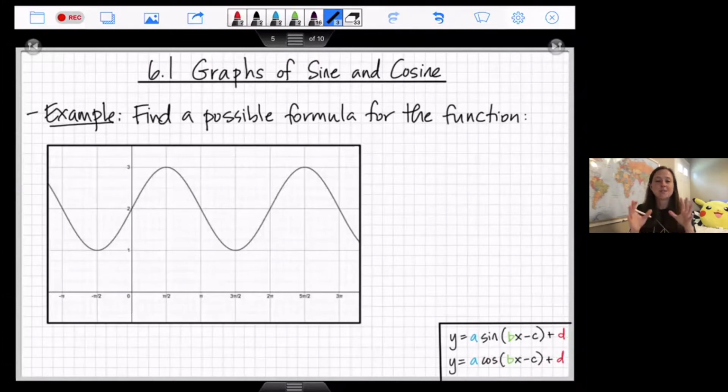Again, it is possible to have a horizontal shift, but there's so much interplay with the B and the C that we're going to skip those horizontal shifts. So that's going to help us when we find these formulas today. All right, so let's take a look at this graph here.